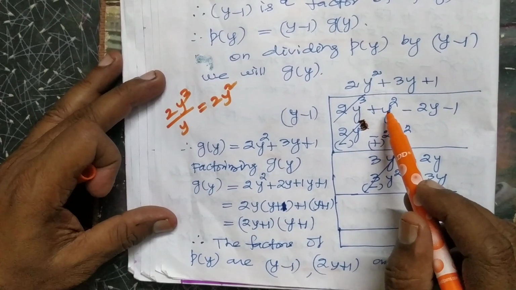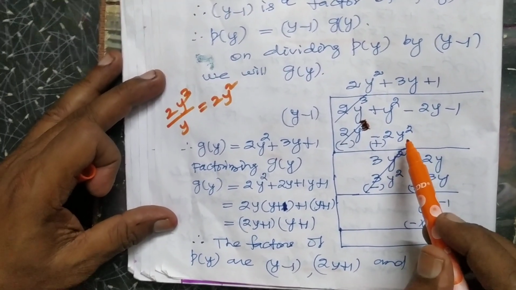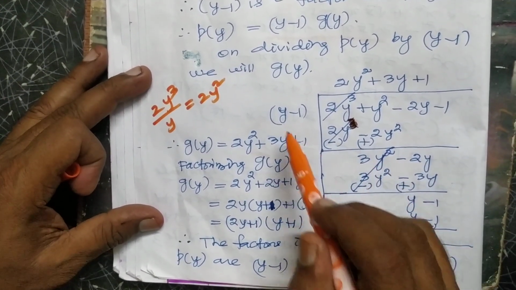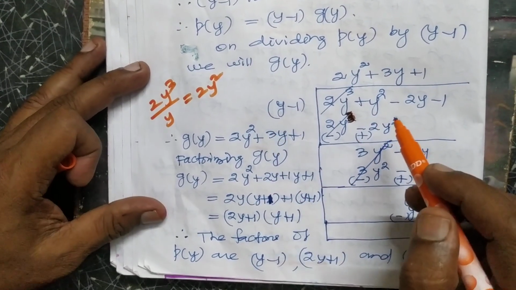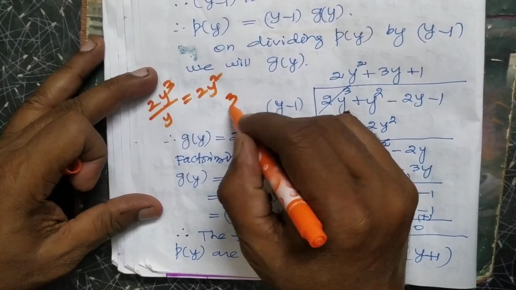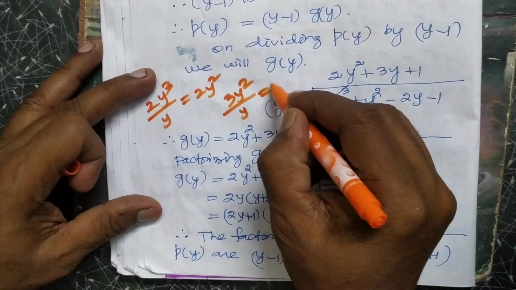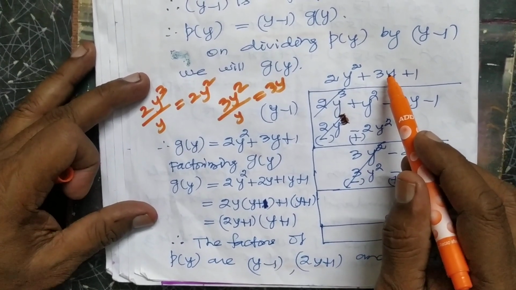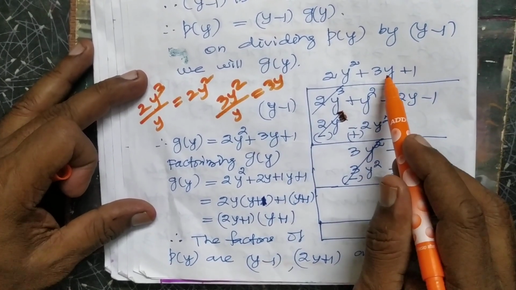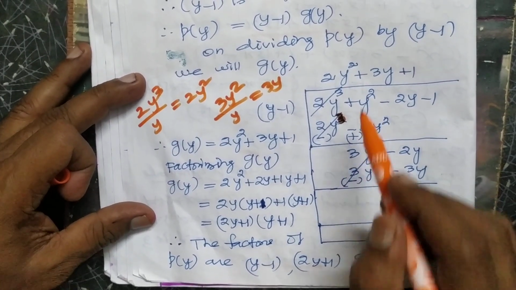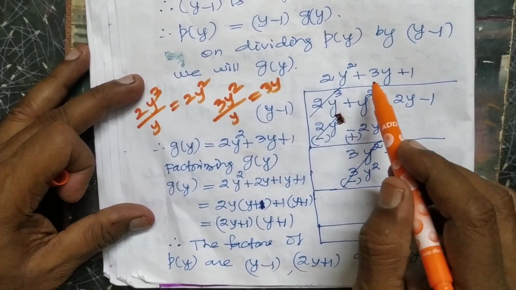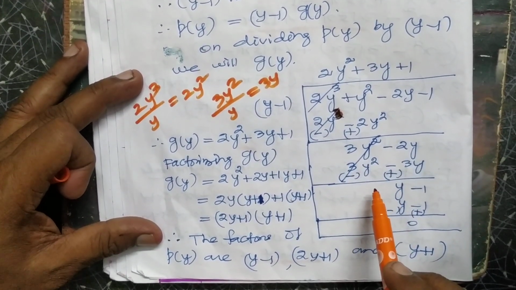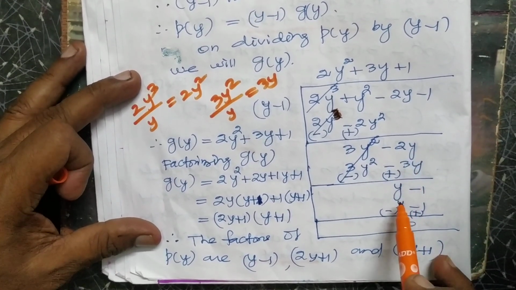Here plus 1y square; no number means plus 1y square, plus 2y square. When you add, it is 3y square. Now look here: 3y square divided by y, 1y will get cancelled, this will be 3y. Therefore I am writing plus 3y. Then multiply 3y into y minus 1: 3y into y will be 3y square, then plus into minus, minus 3y. Then when you change the sign and add, minus 2y plus 3y, 1y will be there.